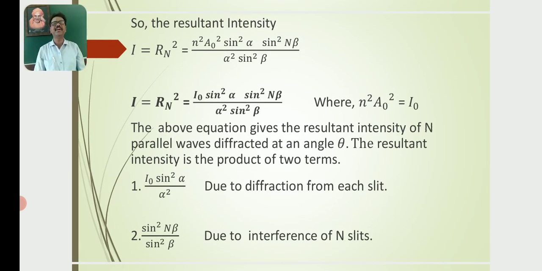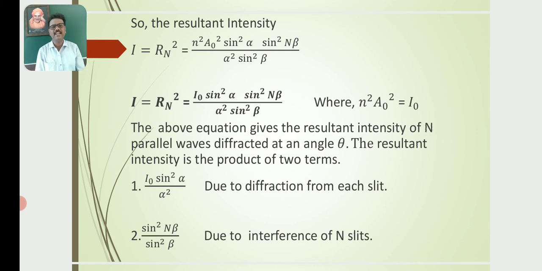So for the resultant intensity, we know that the expression for intensity I is equal to 2 pi square f square a square rho v. According to that expression, intensity is directly proportional to the square of the amplitude, so I is proportional to Rn square, where Rn square is equal to n square a naught square sin square alpha sin square n beta by alpha square sin square beta.